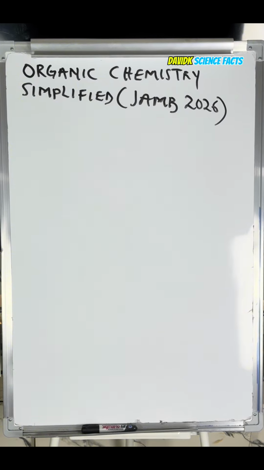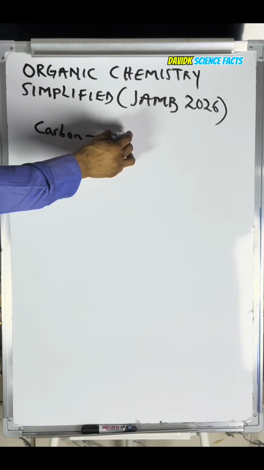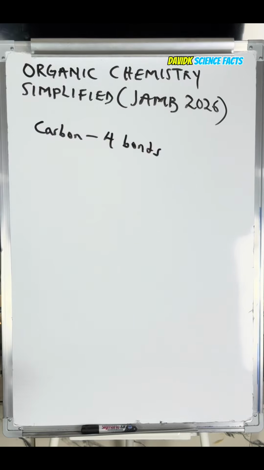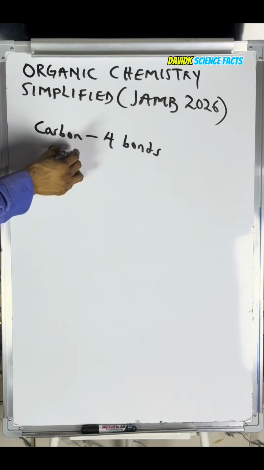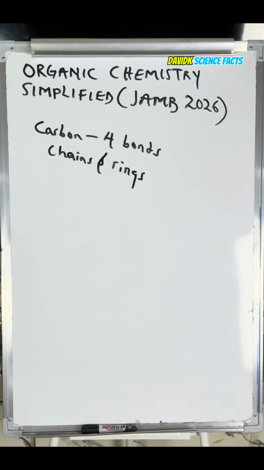What is organic chemistry? Organic chemistry is simply the study of carbon compounds. You may ask, why carbon? Because carbon forms 4 bonds, and it also forms chains and rings. That is why we have millions of organic compounds.